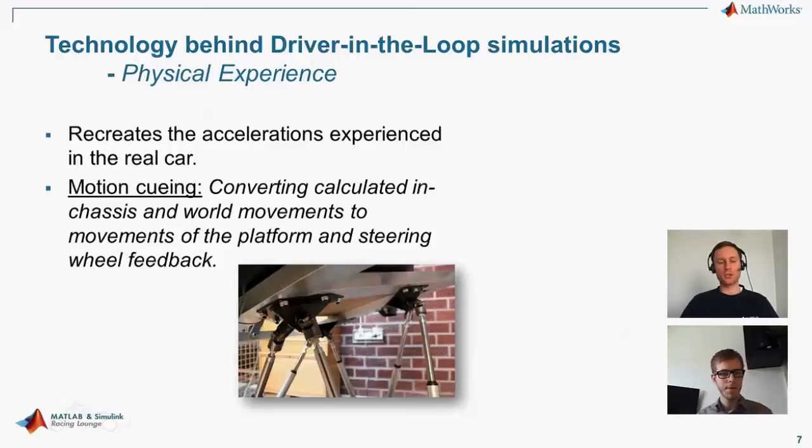Okay, I consider motion cueing a technically quite interesting topic. So imagine you're braking with your car. How do you convert that into motions of the Stewart platform? It's static. Well, at least the chassis is static.